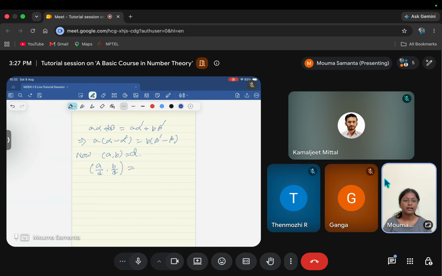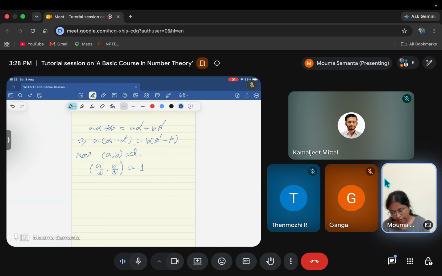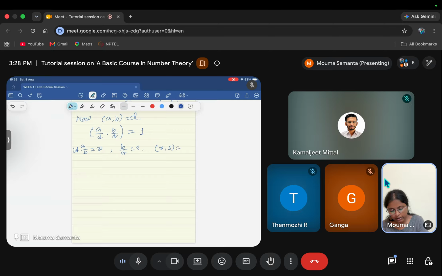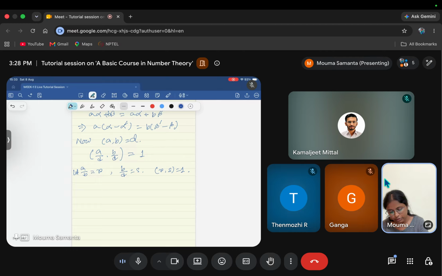What will be that? Can anyone recall? That will be 1, ma'am. 1, it is 1. Therefore now I am saying that, let A by B equals to R and B by D equals to S. Then GCD of RS equals to 1 we have. Now since GCD of RS equals to 1, say this is the equation star.